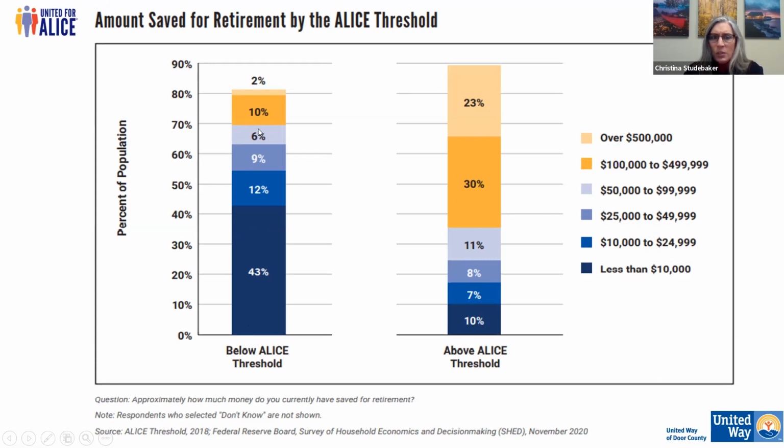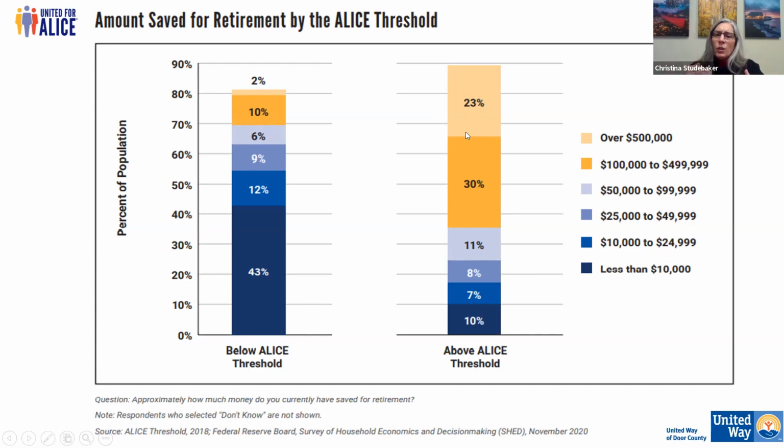When you get up to the $100,000 to $500,000 range, which is pretty good, but for retirement savings, that's still a long way to go for a lot of people to have a comfortable retirement. We've got only 10% of the people below the ALICE threshold and 30% above, and then over $500,000 is an extreme difference, 2% compared to 23%.